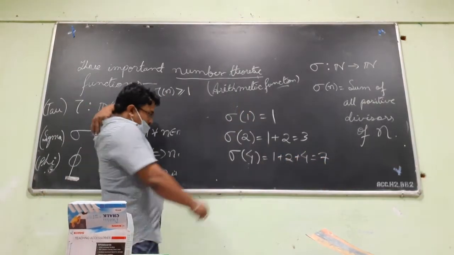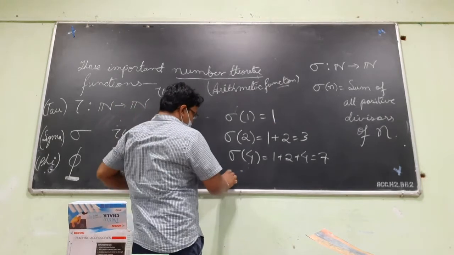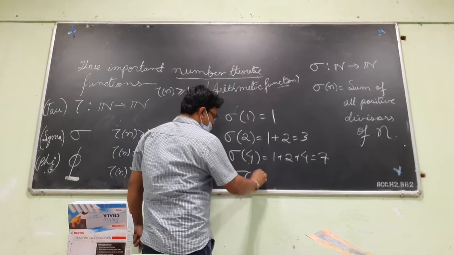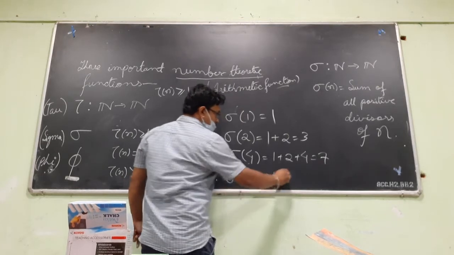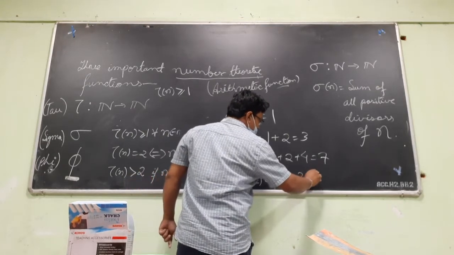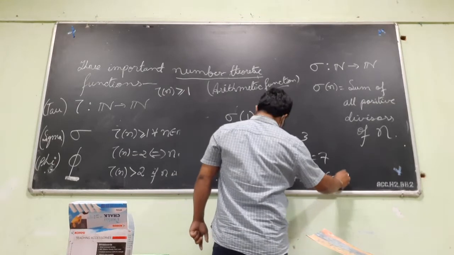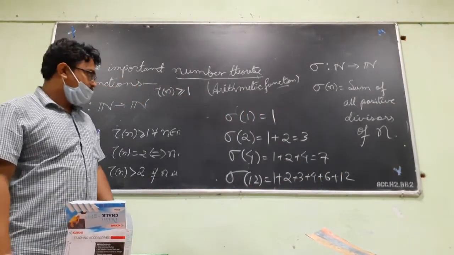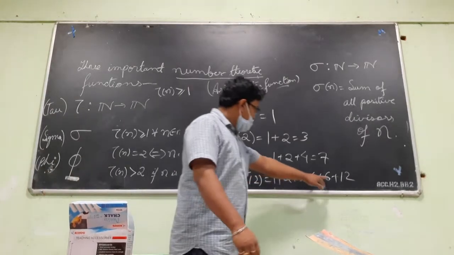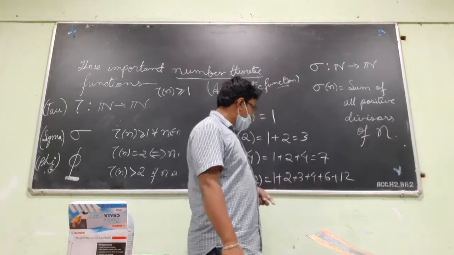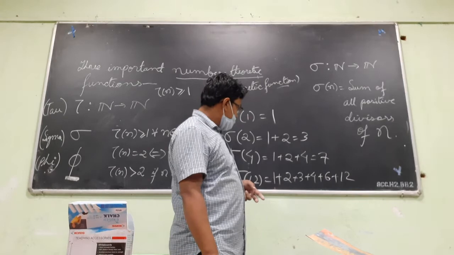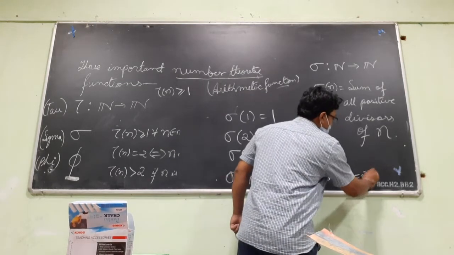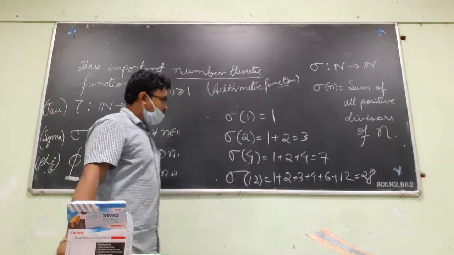Right? Similarly, what is sigma of 12? The sigma of 12 will be 1 plus 2 plus 3 plus 4 plus 6 plus 12. So whatever it is, 6 plus 4 is 10, 10 plus 12 is 22, 22 plus 6 is 28. So sigma of 12 is 28.